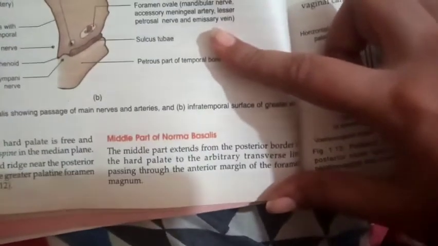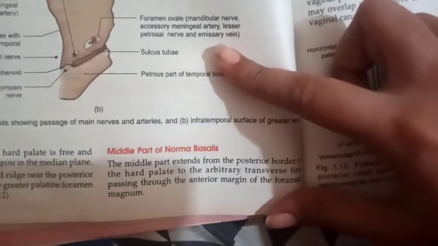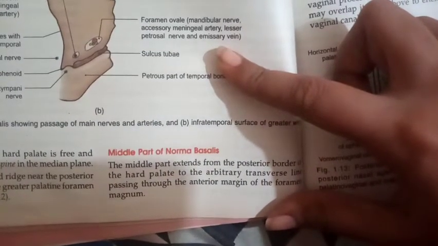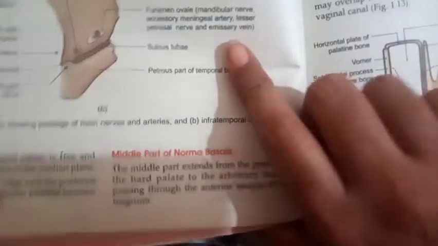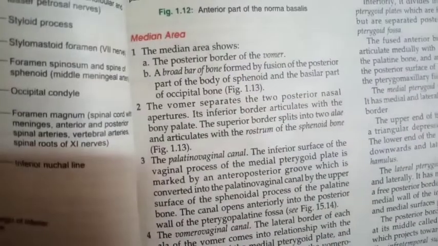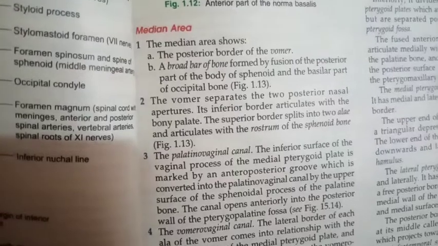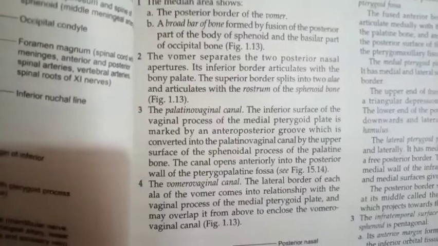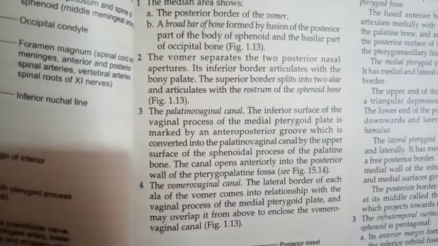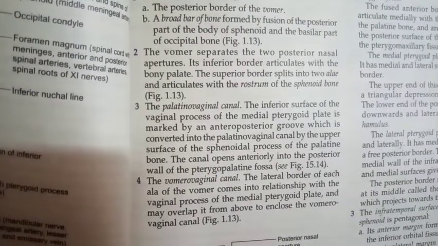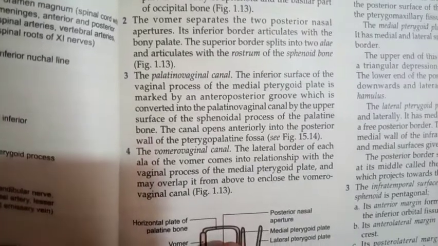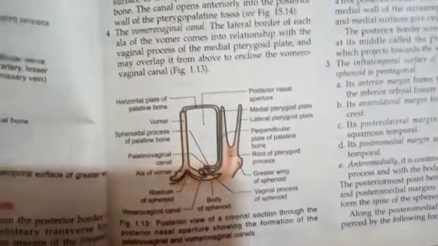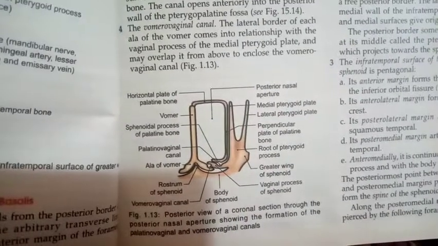Now we will talk about the middle part of the Norma basalis. The middle part extends from the posterior border of the hard palate to an arbitrary transverse line passing through the anterior margin of the foramen magnum. The median area shows the posterior border of the vomer, a broad bar of bone. The vomer separates the two posterior nasal apertures. The palatinovaginal canal is also available, and the vomerovaginal canal is also present here. So this is the diagram of this.